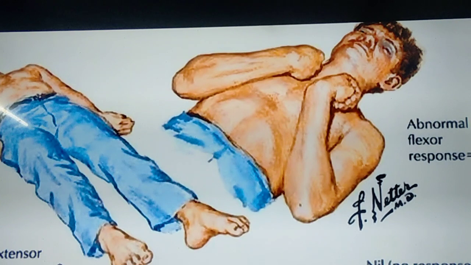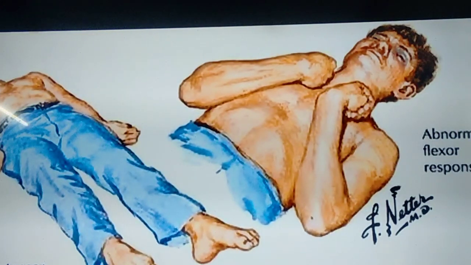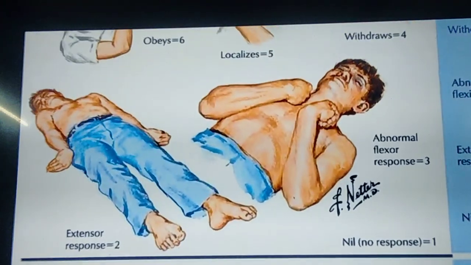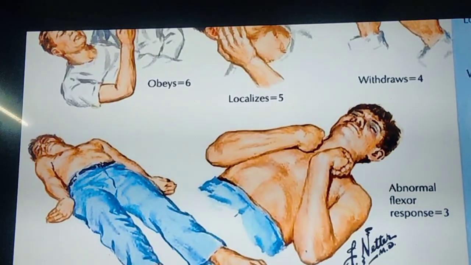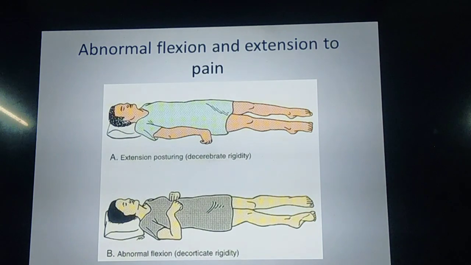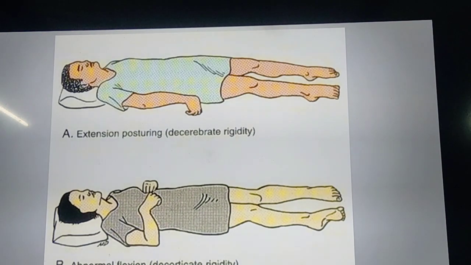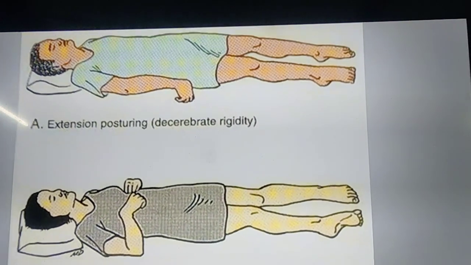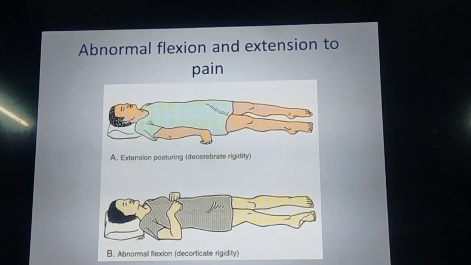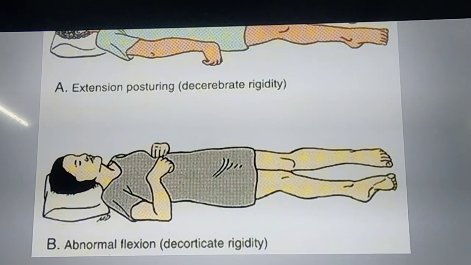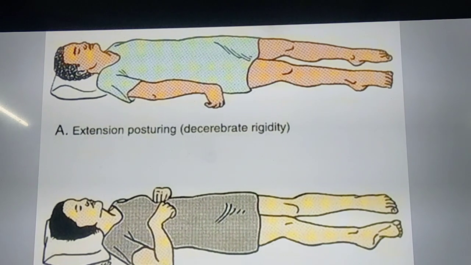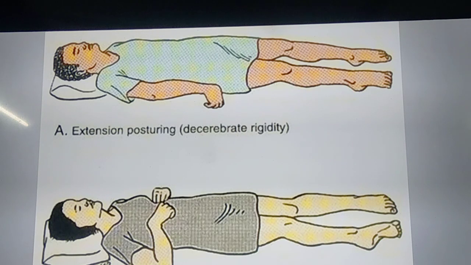And this is abnormal extension. You can see here the hands are externally rotated, away from the body, then we will give the score 2. And if there is no response at all, we'll give score 1. Here you can see, this is called decerebrate or decorticate. If it is abnormal flexion, it is decorticate, and abnormal extension is called decerebrate posture.